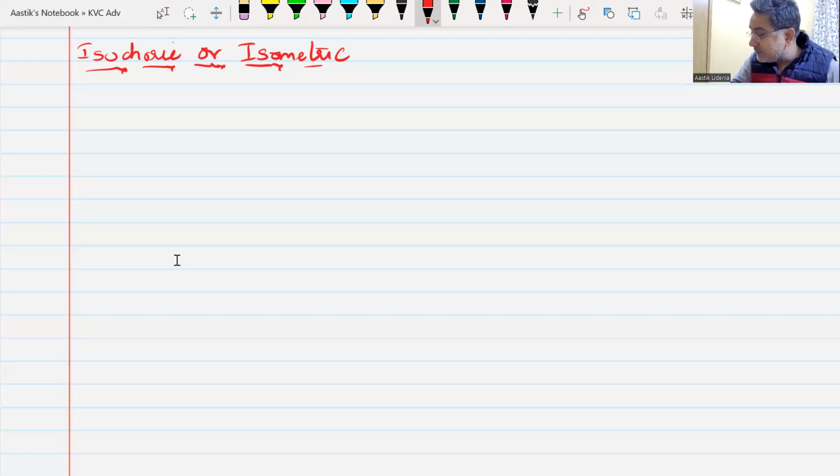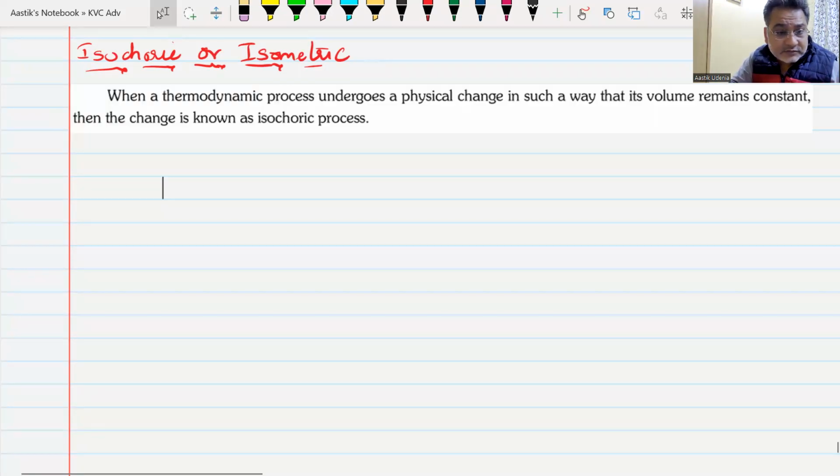You don't have to write everything. You just have to write things in your language, whatever you understand. Isometric process. Everyone knows this. Volume is constant. So I can write the equation of state. It will be obeying Gay-Lussac's law, yes or no? P1 by T1 will be equal to P2 by T2. That will be the equation of state for this.